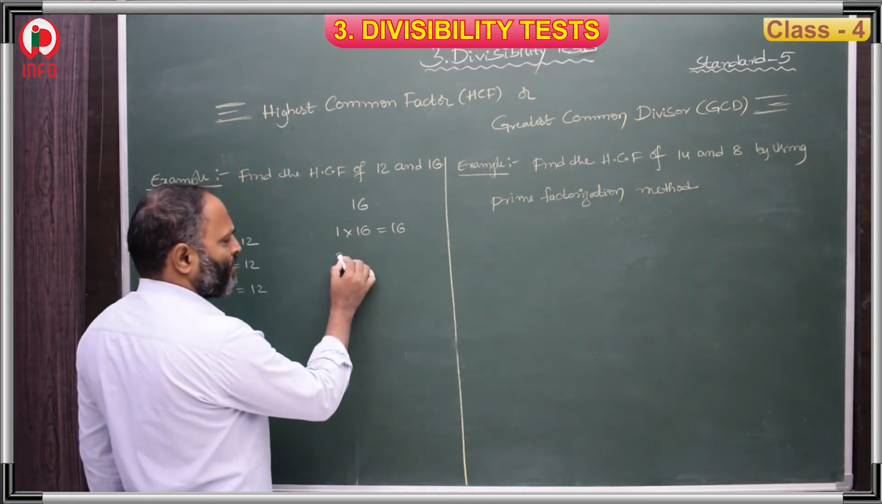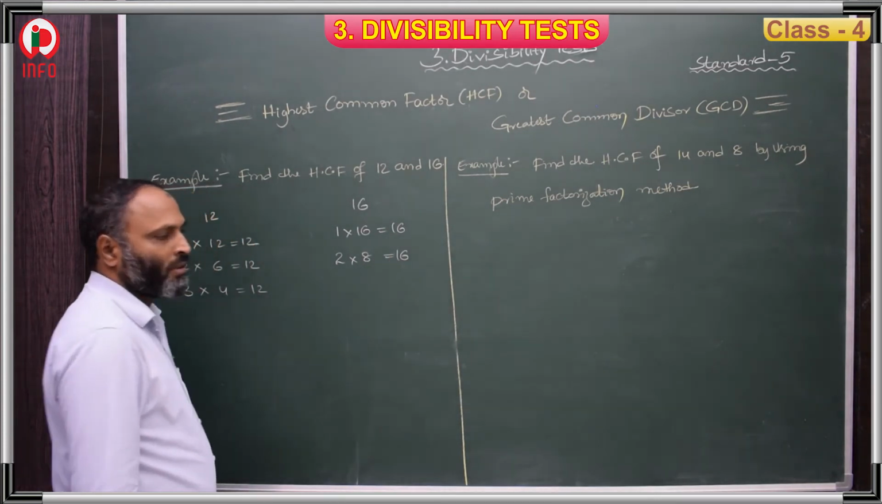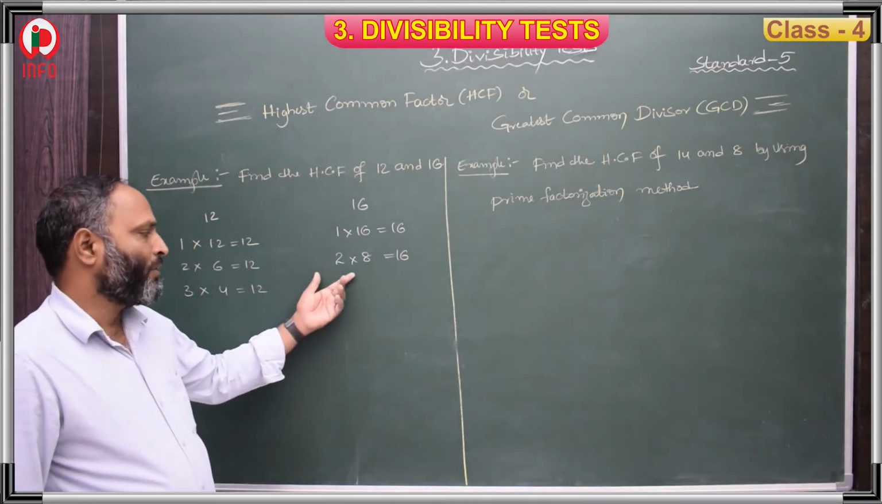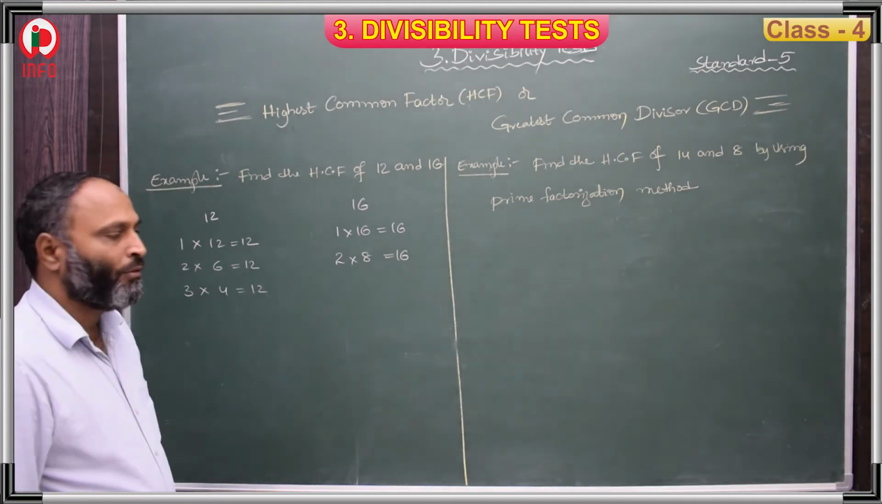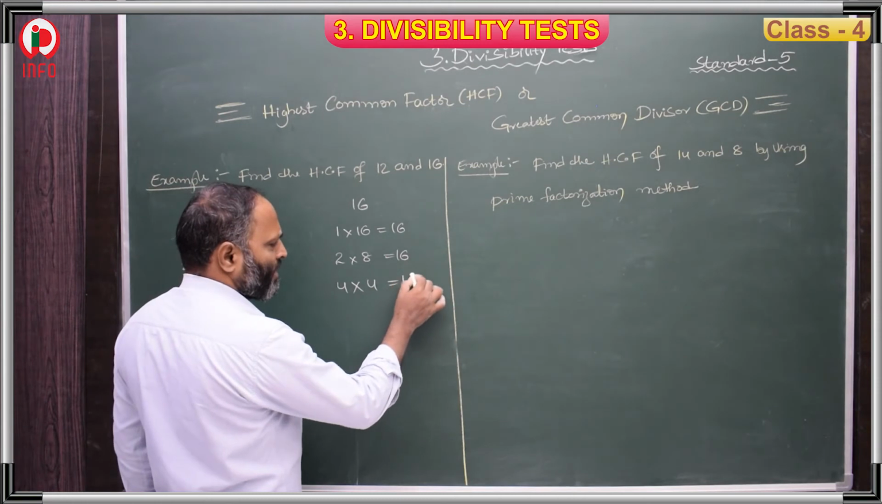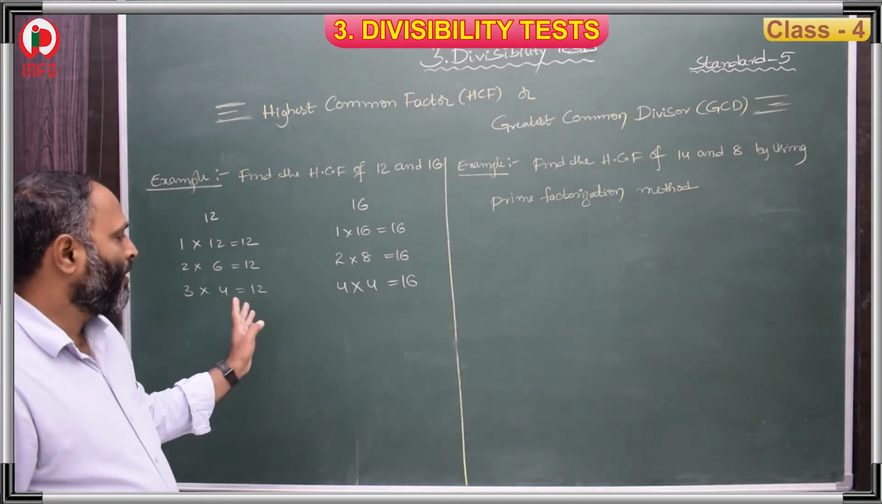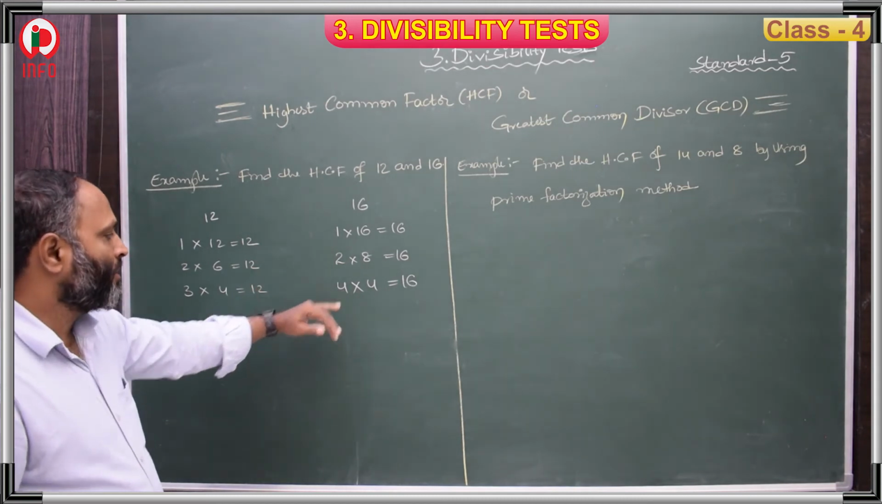Next, in the 2 table, 2 8s are 16. In the 3 table, it won't divide. In the 4 table, 4 4s are 16. 4 4s repeats here, then no need to go further. So stop till here only.